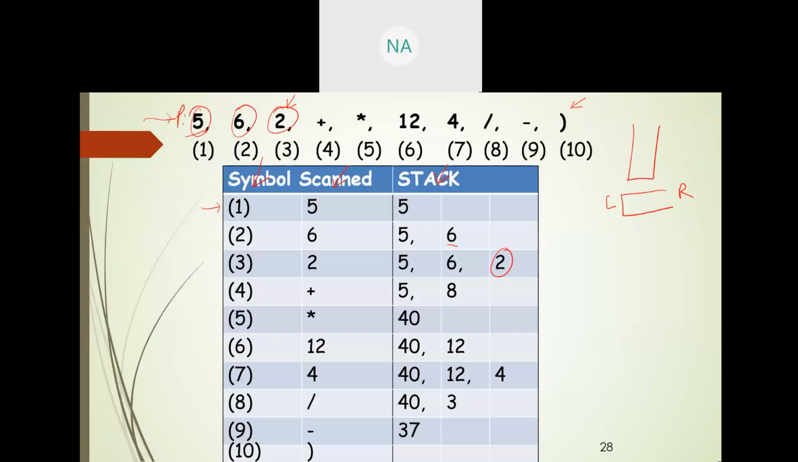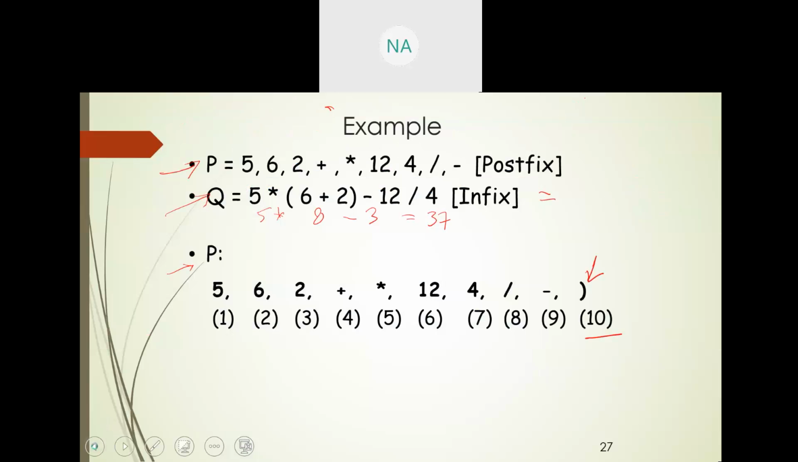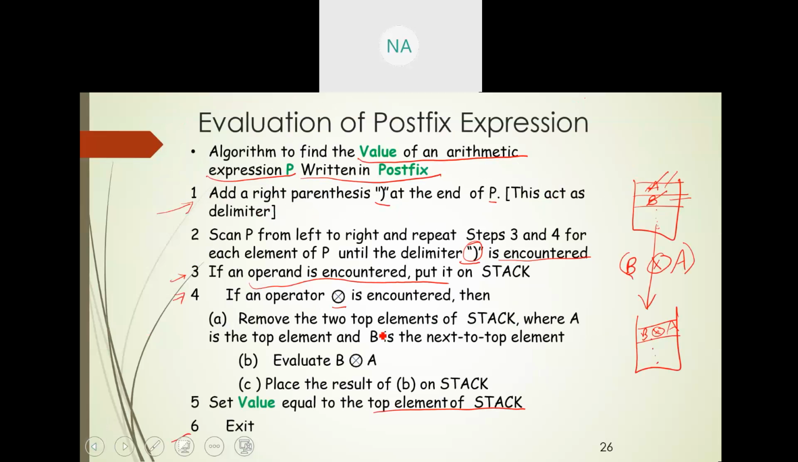Now the next element is plus, it is an operator. So when an operator is encountered, what will you do? Remove the top two elements of the stack, where A is the top element and B is the next element. Evaluate B operator A and place the result back onto the stack.